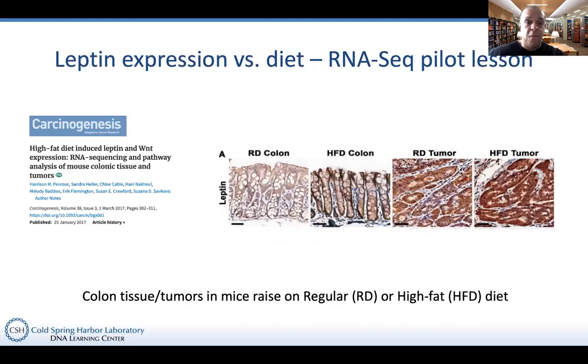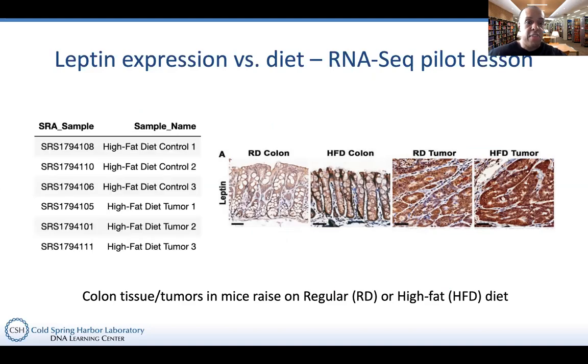In this particular example, we're looking at samples of mouse colon, and in some cases we're looking at normal tissue versus tumor, and then we're also looking at RD, which is the mice that have been raised on a regular diet, and mice that have been raised on a high-fat diet, HFD. In our case, we are focusing on an even smaller subset, looking at high-fat diet in the tumor cells versus high-fat diet in the control cells.